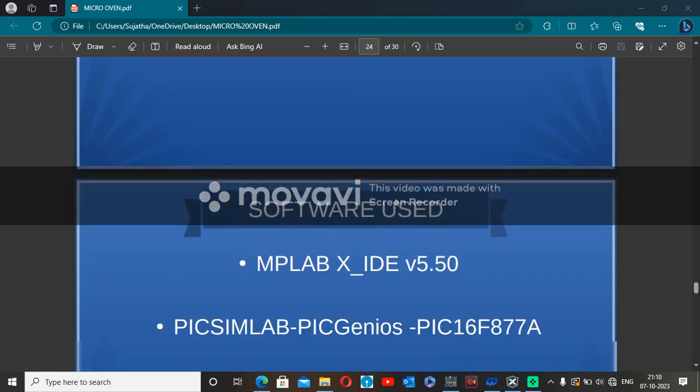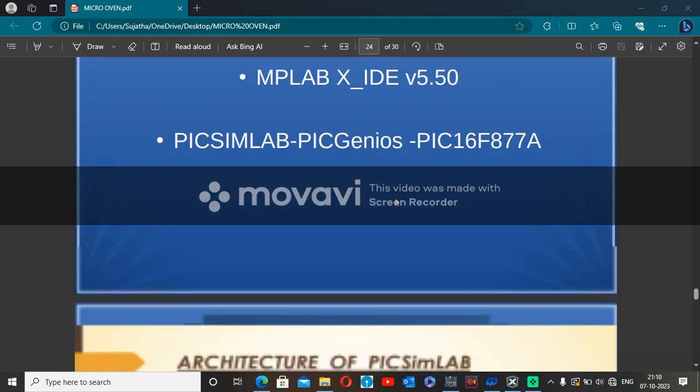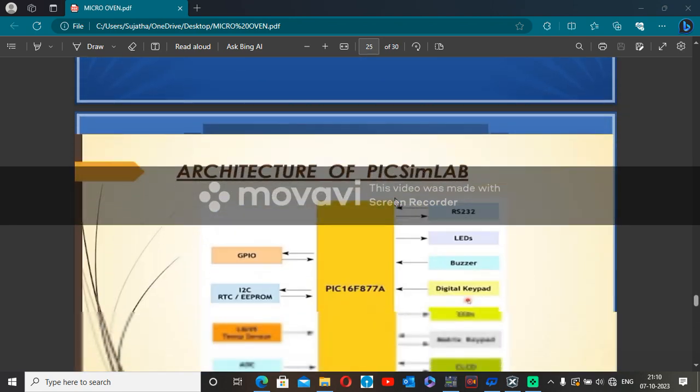Hope you understand. Now, what are the software used in this project? Mainly we used MPLAB XIDE and PICSimLab for this project. Here we go through the architecture of PICSimLab.